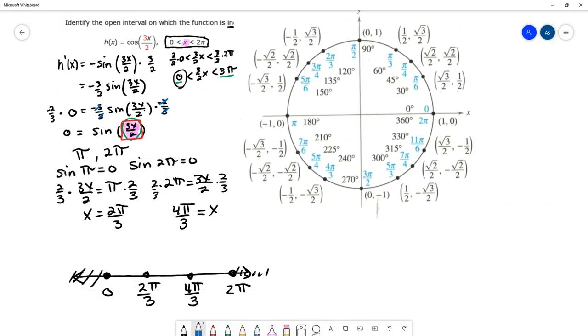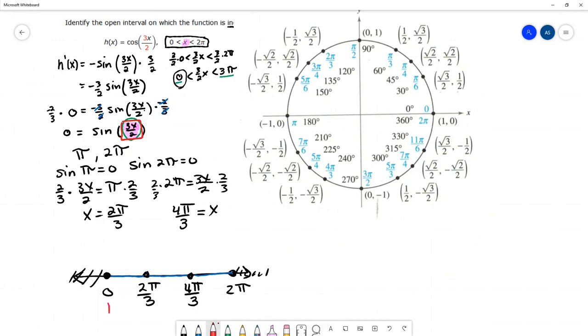So then we want to test each one of these intervals. We are going to test them into the derivative to see whether the derivative is positive or negative. If the derivative is positive, it's increasing. If the derivative is negative, it's decreasing. So I'll use this unit circle to help me get the test points.